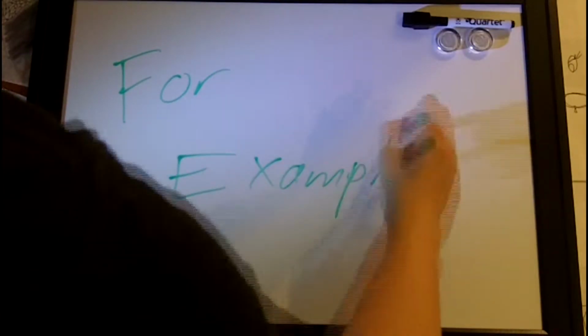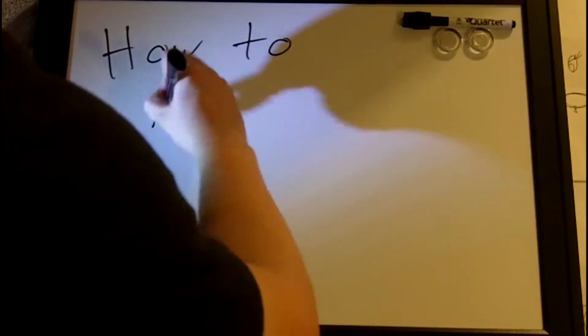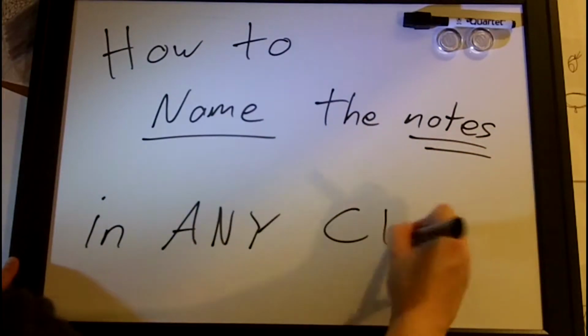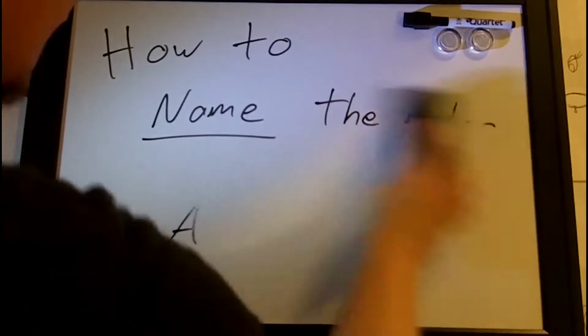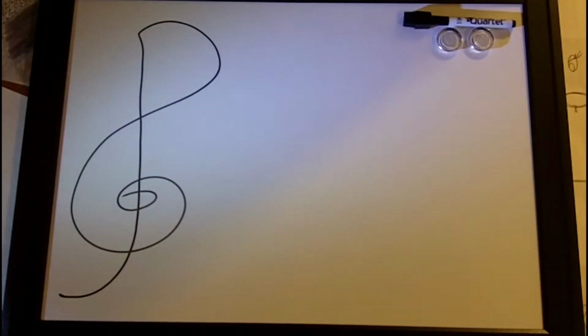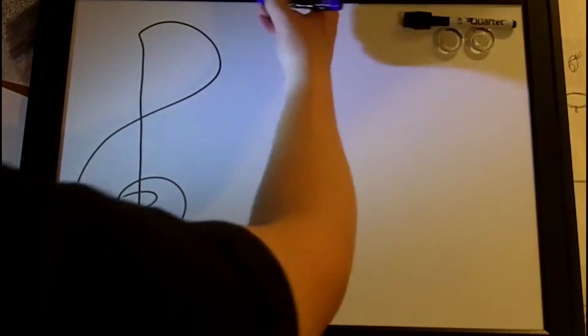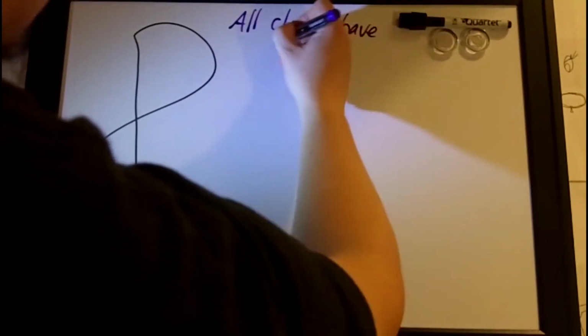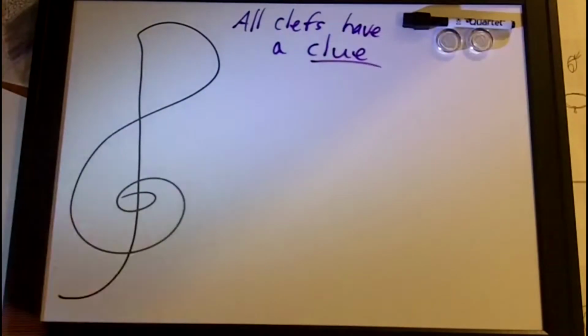So, for example, what would a trick of the trade be? Well, how about how to name the notes in any clef? You might be thinking, well, that could be really complicated, but really it isn't. So, if I start with the treble clef, I draw it nice and pretty right there. A treble clef has two names. And that's important because one name is its proper name, and the other name tells us something. All clefs have two names and, therefore, have a clue.